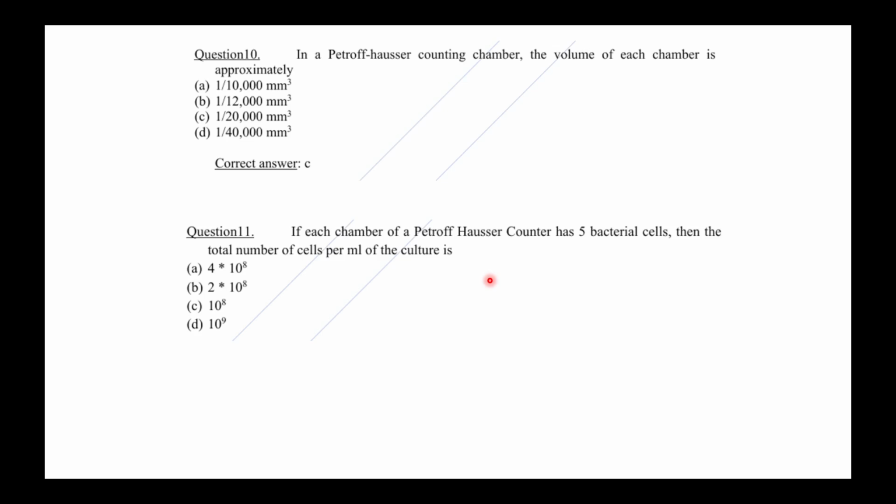It's a simple calculation, like what we saw in the earlier example. In that, it will be only 10 to the power 8, right? Because what was the volume of the chamber? 1 by 20,000, right? So if there are 5 bacterial cells, then 5 into 20,000 into 1000. So it will be these many. But the approach was perfectly correct. Okay.